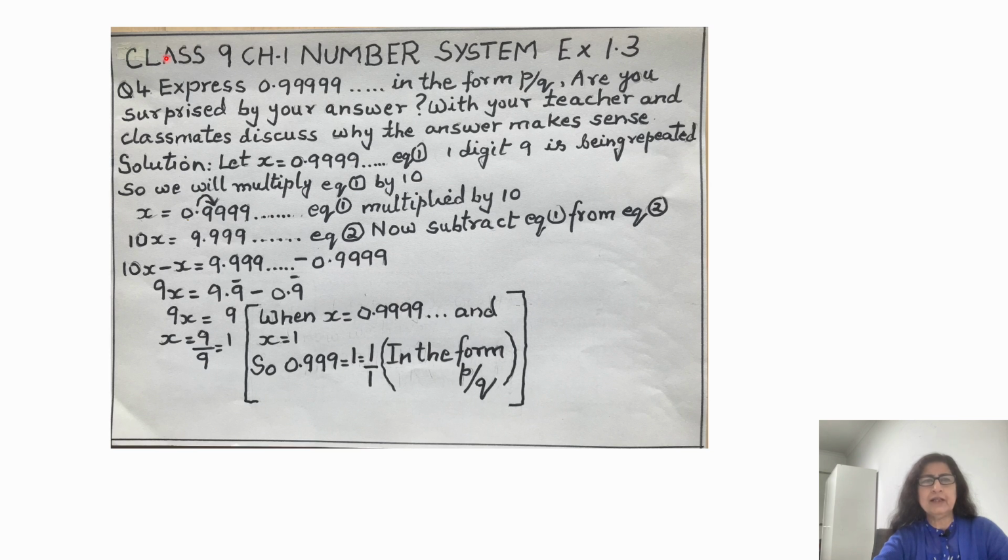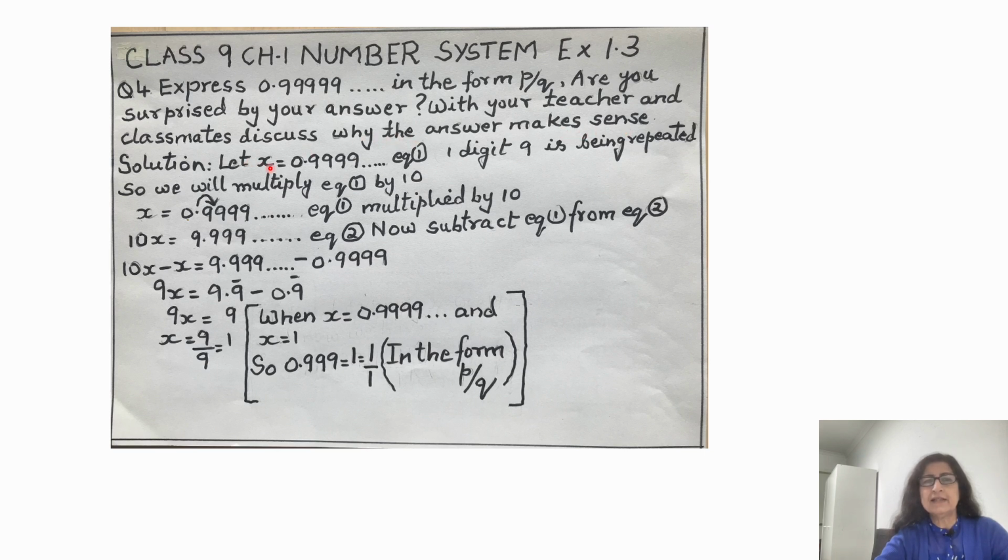Today we will be doing Class 9, Chapter 1 Number System, Exercise 1.3, question number 4 to 9. Question number 4 is express 0.99999... in the form p by q. Are you surprised by your answer? With your teacher and classmates, discuss why the answer makes sense.